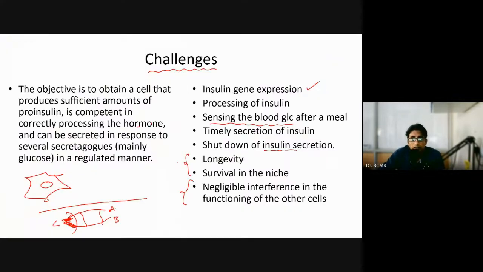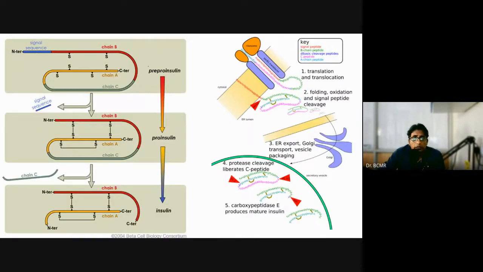Okay, let's see a little bit about the production of insulin. Insulin is produced as a single polypeptide called pre-pro-insulin, which has a signal sequence important during translation. That part will be cut out, and now we have pro-insulin. That pro-insulin will be further broken down, and then we get the final insulin. That is where we have chain A and chain B.